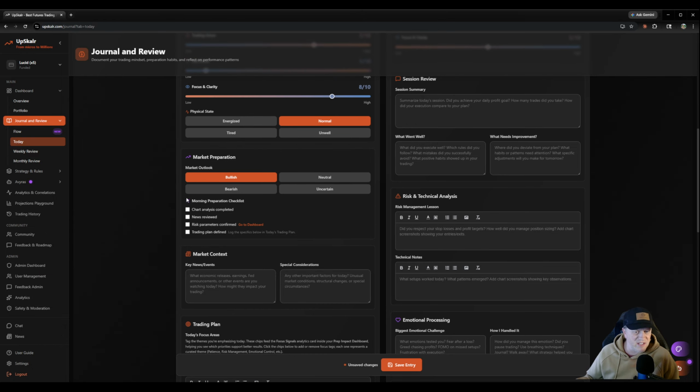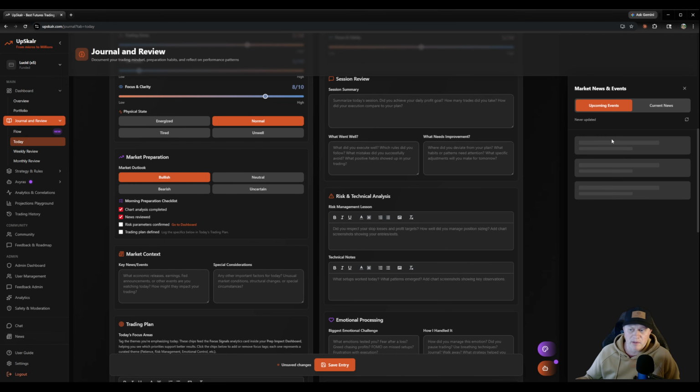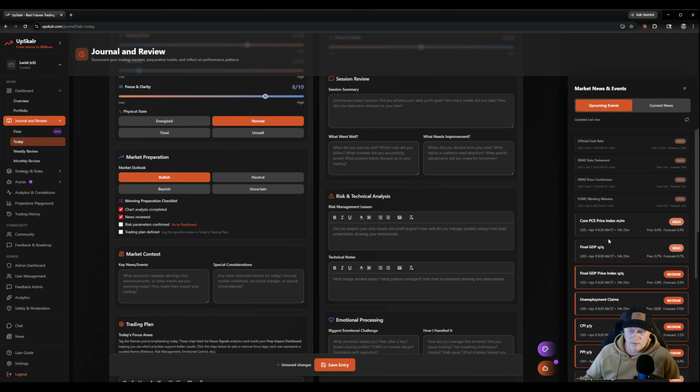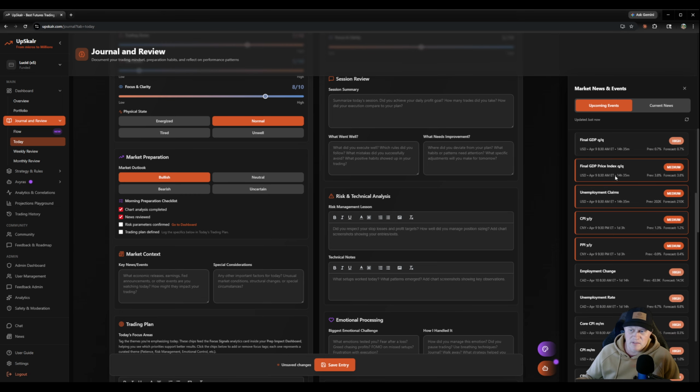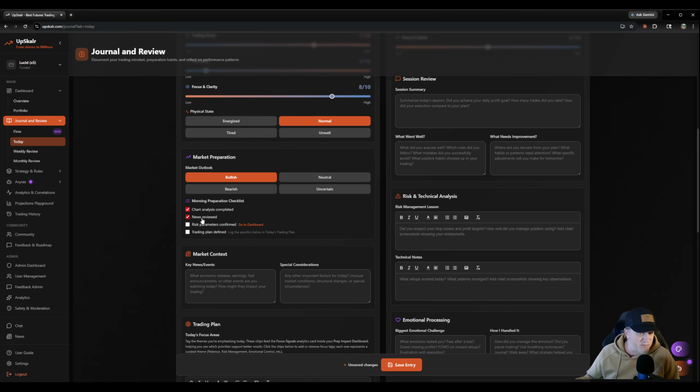These are ones that you want to be able to check each and every day. I've completed my chart analysis. I reviewed the news. I know what's coming. Maybe it's Forex Factory that you look at, or maybe you pull it up in here. I've got this built right into the application, and you can see the upcoming news. This is coming from Forex Factory. So maybe you do it that way, but you want to make sure you review the news. You've looked at your risk parameters.